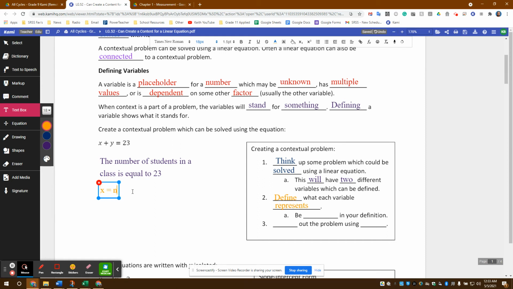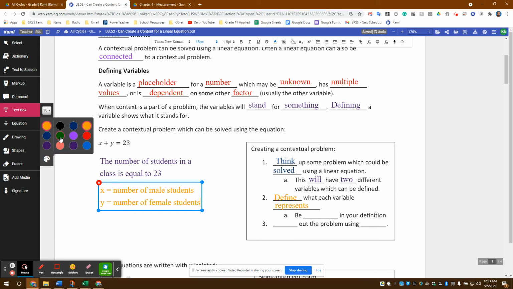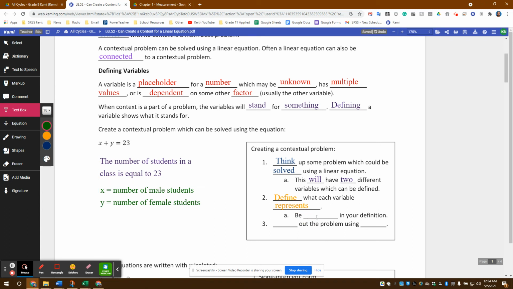x is going to equal the number of male students in class. y is going to equal the number of female students in class. So it's the number of male students in class and the number of female students in class. When we add that together, we should get 23. That's the way that I'm going to recognize these variables.